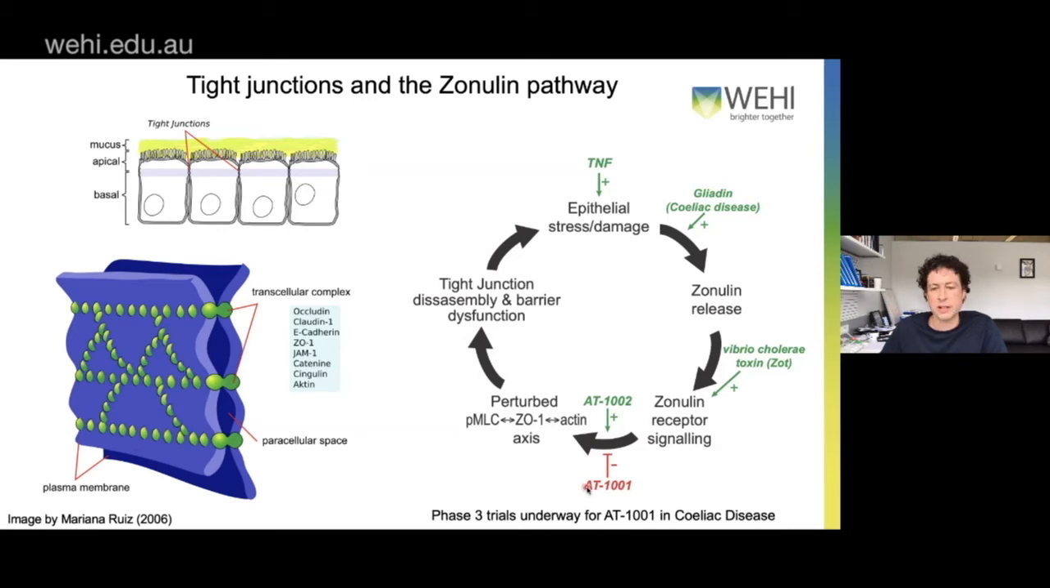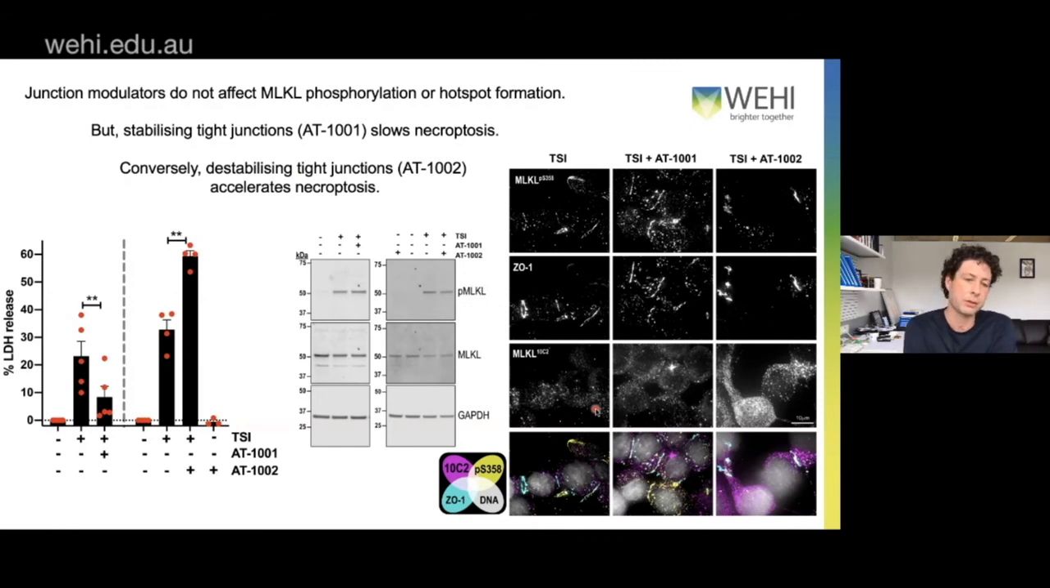AT1001, also called larazotide acetate, blocks this receptor, this signaling pathway, and larazotide acetate is actually undergoing phase 3 clinical trials for celiac disease. It's been fast-tracked by the FDA and seems likely for approval probably towards the end of next year. And to stimulate this pathway, there's a cholera toxin-derived reagent called AT1002. So we used these two antagonists and agonists of this pathway to work out whether there was interplay with necroptosis. And it turns out that there was.